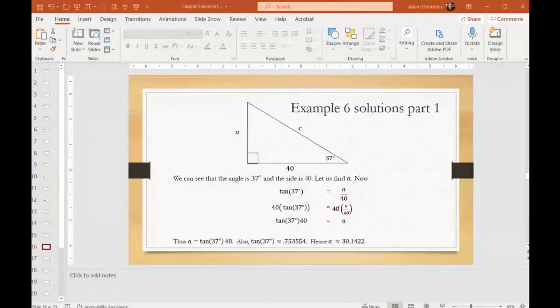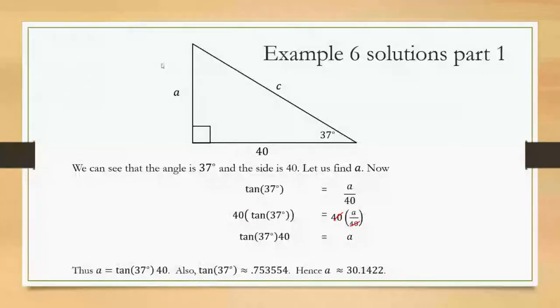On an exam, I will tell you how many decimal places to round to. Here I did 4, which was kind of arbitrary. So that's what we get here. Now, before we get C, are there any questions?